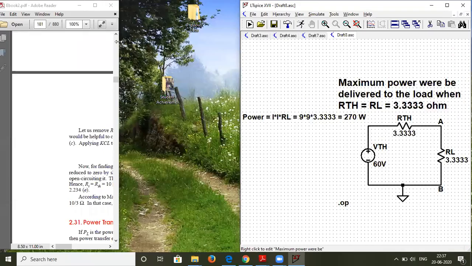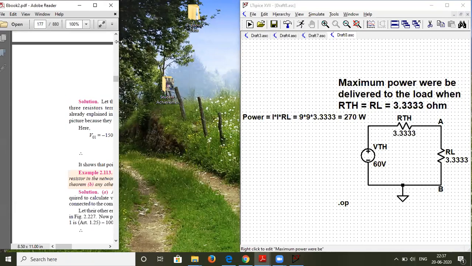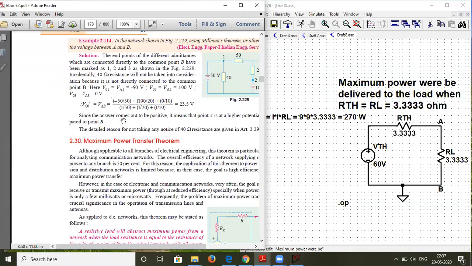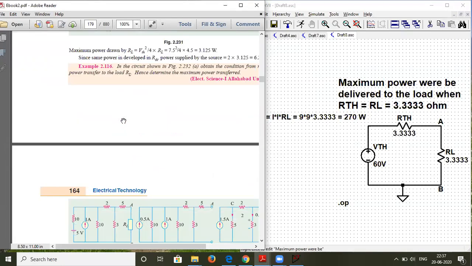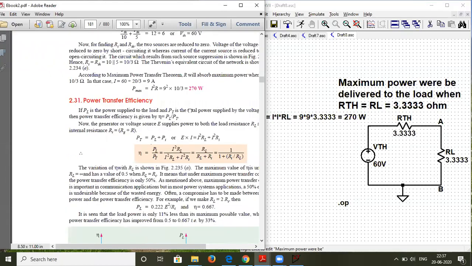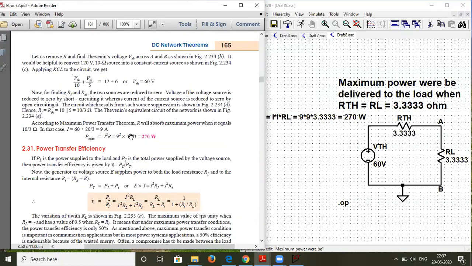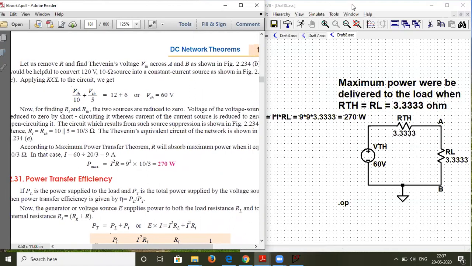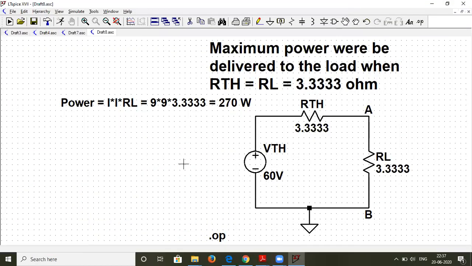Now let us check that in the theoretical text. I guess it has been moved away a little bit. Let us check that now. Okay, so let me just show you. Here we are getting P max around 270, and here also we are getting nearby about 270. So that's how we complete the maximum power transfer theorem numerical in LTspice.